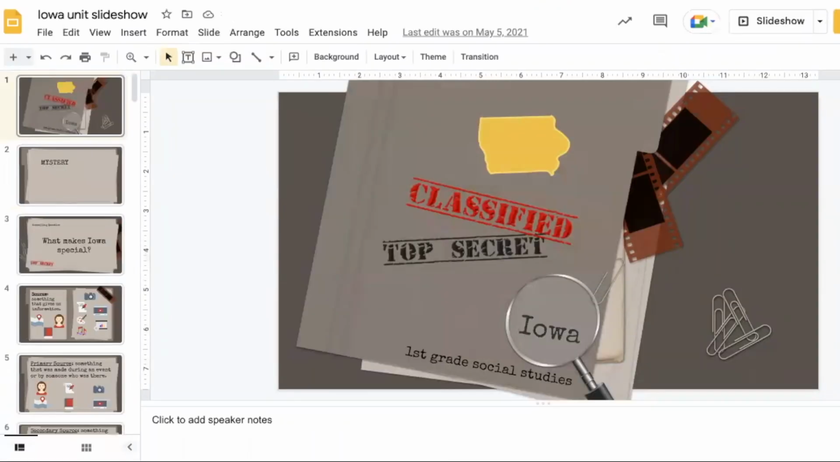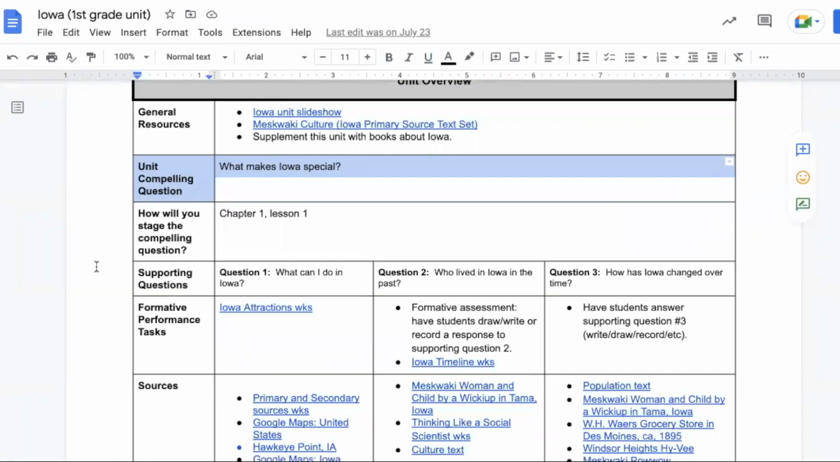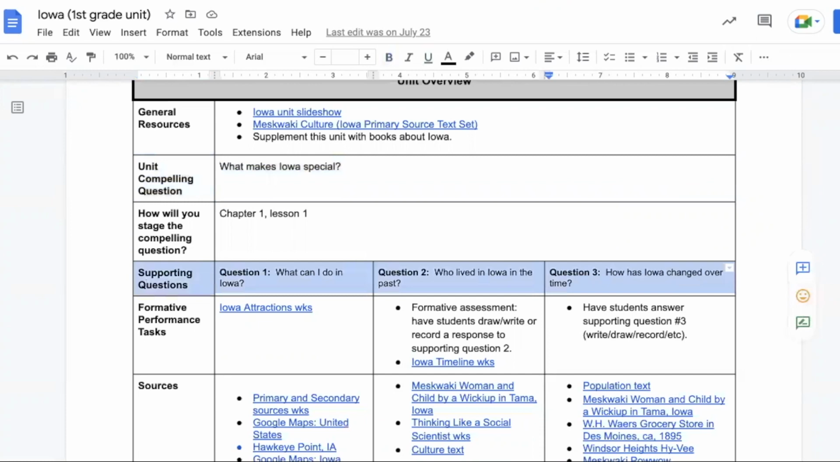And as you can see, it is a mystery theme for this unit, so have fun with that aspect if you'd like. The compelling question for this unit is, what makes Iowa special? And we have 3 supporting questions. What can I do in Iowa? Who lived in Iowa in the past? And how has Iowa changed over time?